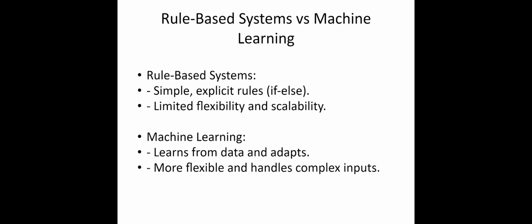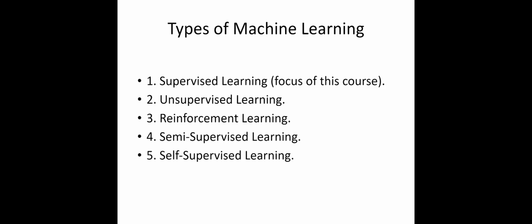But for now, let's talk about machine learning and the different types. There are multiple types: supervised, unsupervised, and so on. For this particular lecture, we're going to focus on supervised learning. Supervised learning and unsupervised learning are the opposite of each other. So if you know what supervised learning is, you'll know what unsupervised is, because it is the opposite.